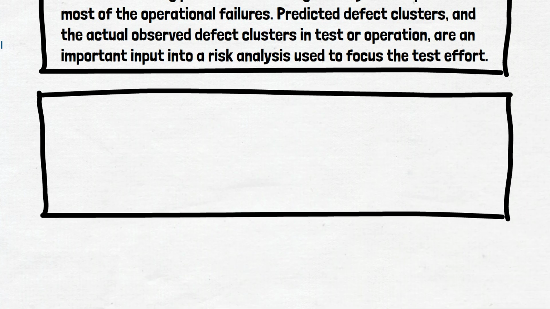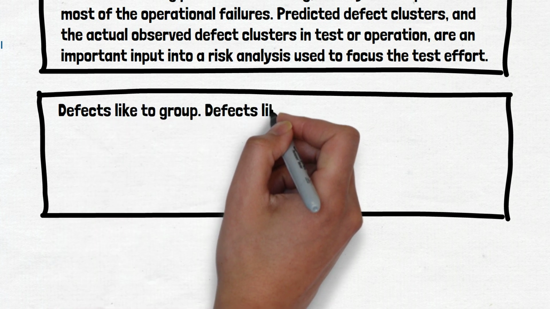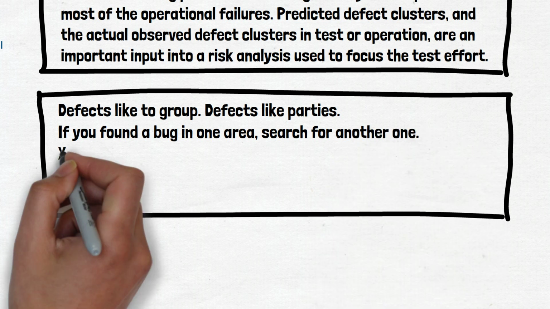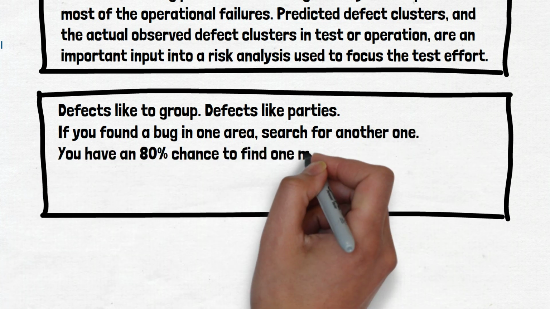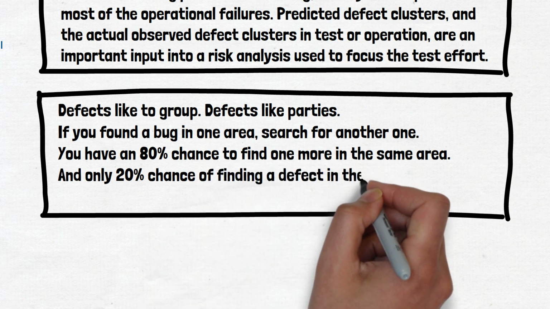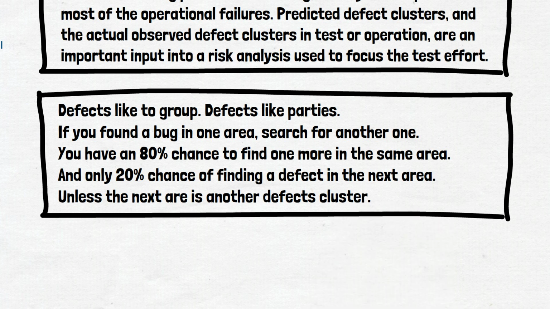We suggest this explanation. Defects cluster together means that defects like to group, defects like parties. If you found a bug in one area, search for another one. You have an 80% chance to find one more in the same area, and only 20% of finding a defect in the next area, unless the next area is another defects cluster. It sounds better, but still hard to understand. Instead of continuing to talk theoretically, let's go to the example.